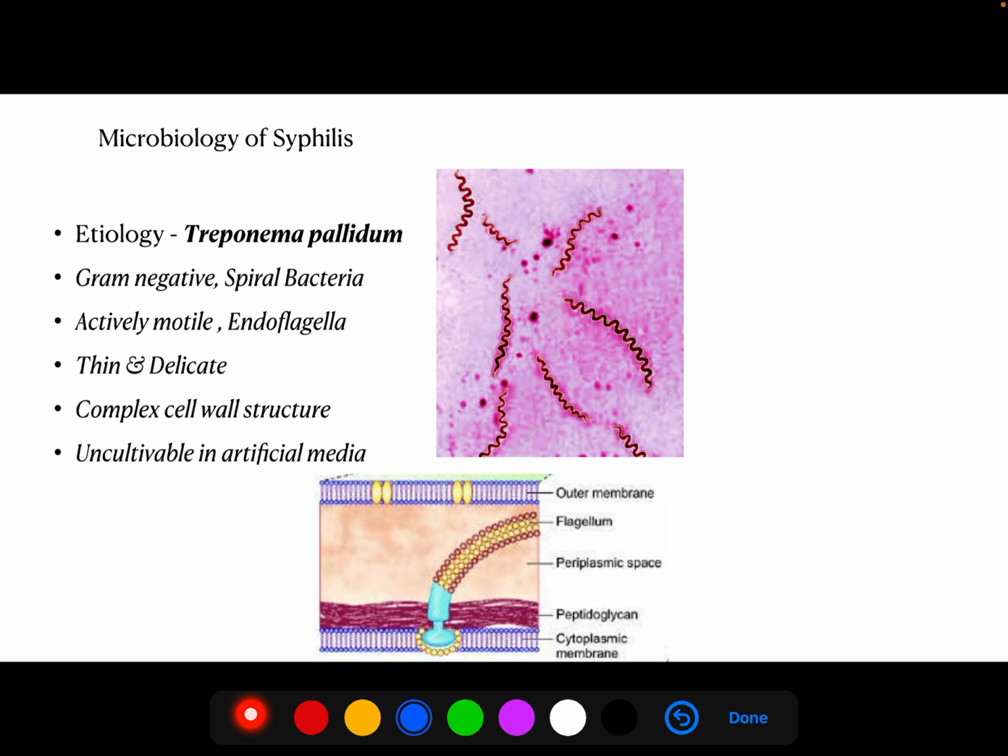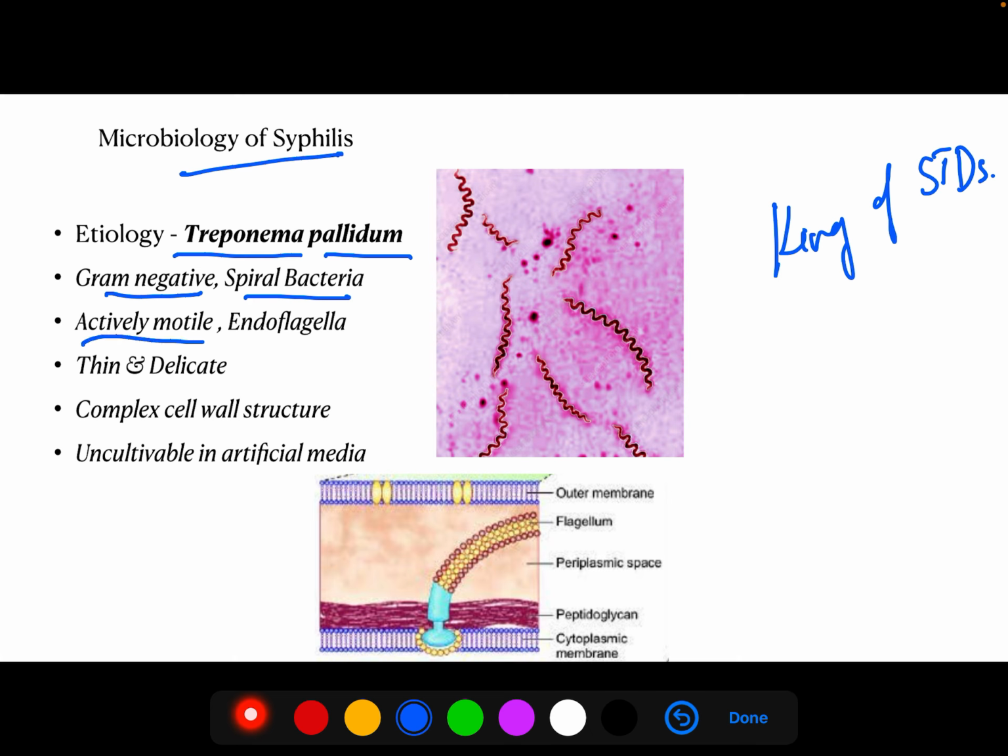Coming to the microbiology of syphilis, syphilis is known as the king of STDs, that is sexually transmitted diseases, and this is caused by an organism called Treponema pallidum. Now these Treponema pallidum are classified as spirochetes. They are spiral, gram-negative bacteria, and they are actively motile, which means that they possess flagella.